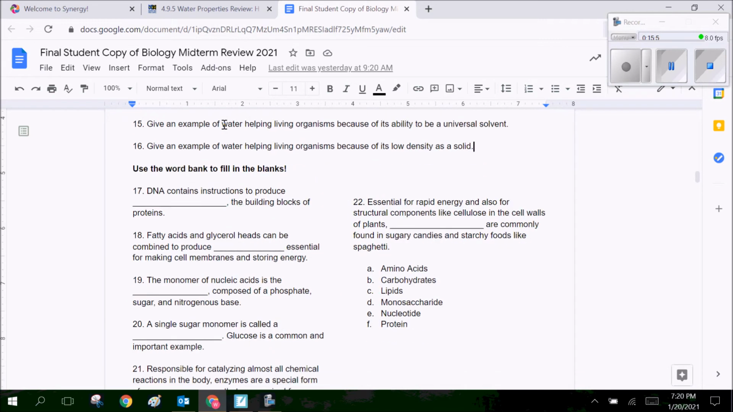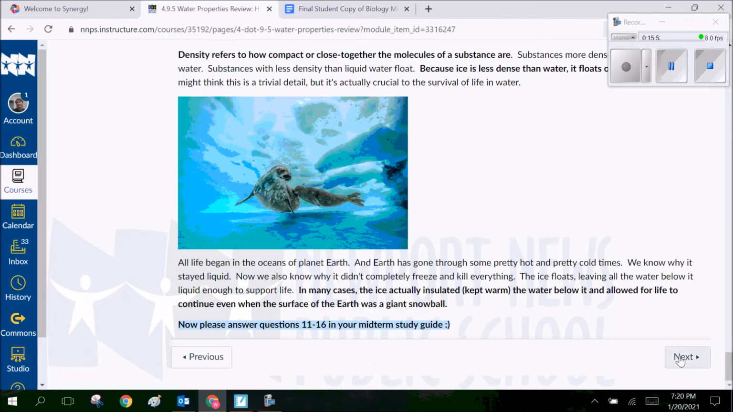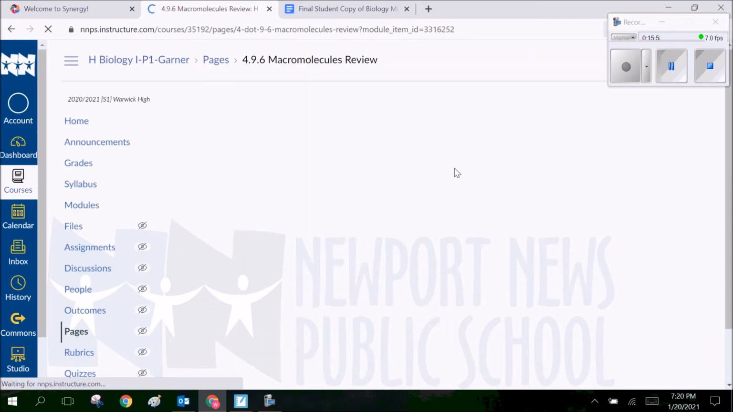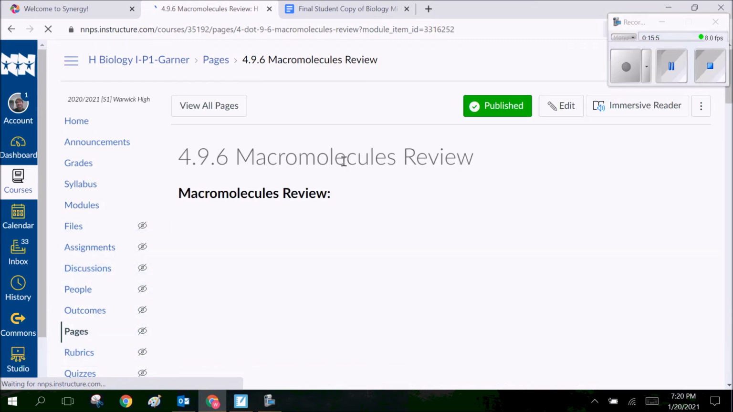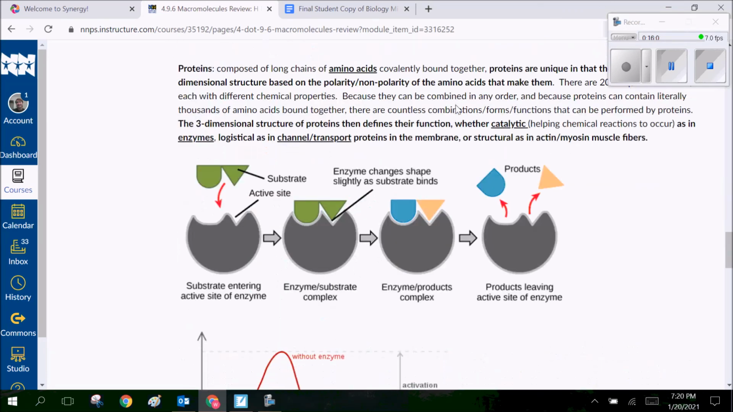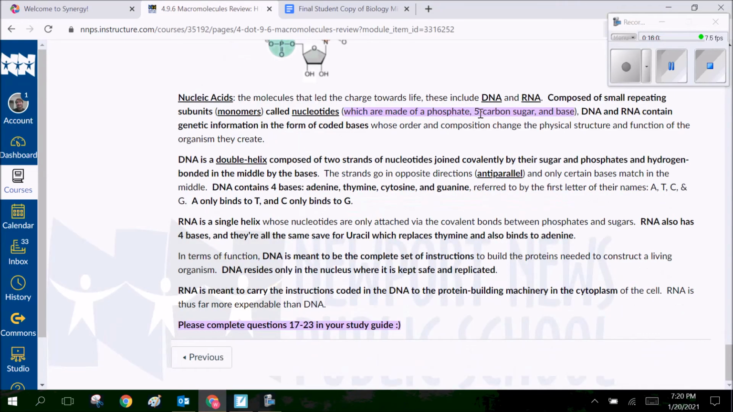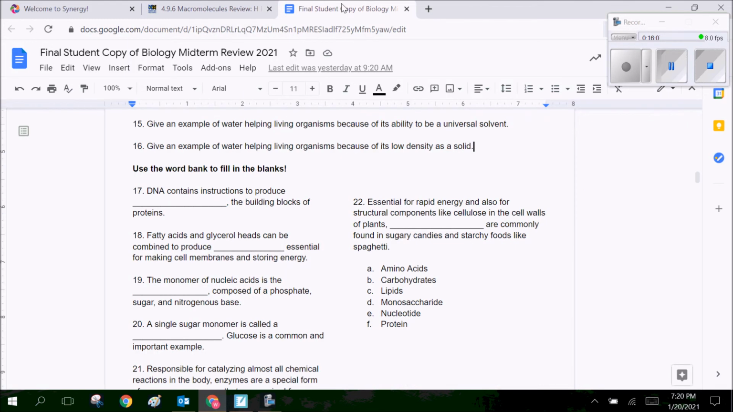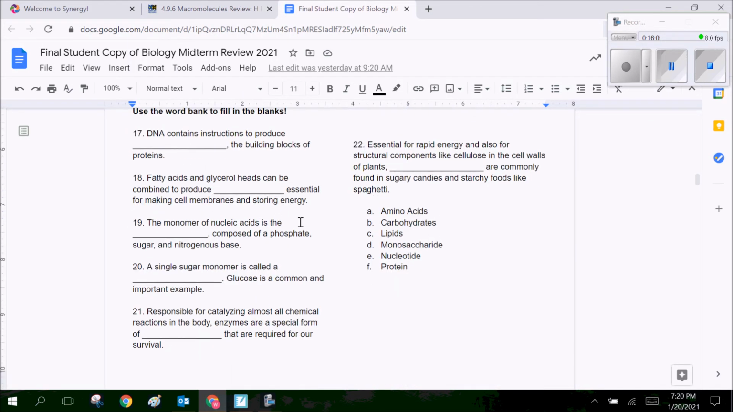So, okay, all right, that's the water properties. Whew, my goodness, rolling right along. Now we get to macromolecules. So please review this for the macromolecules, and then you will see at the bottom of all this, please complete 17 through 23 in the study guide. All right, 17 through 23 in the study guide. So go ahead and take a moment to pause the video.